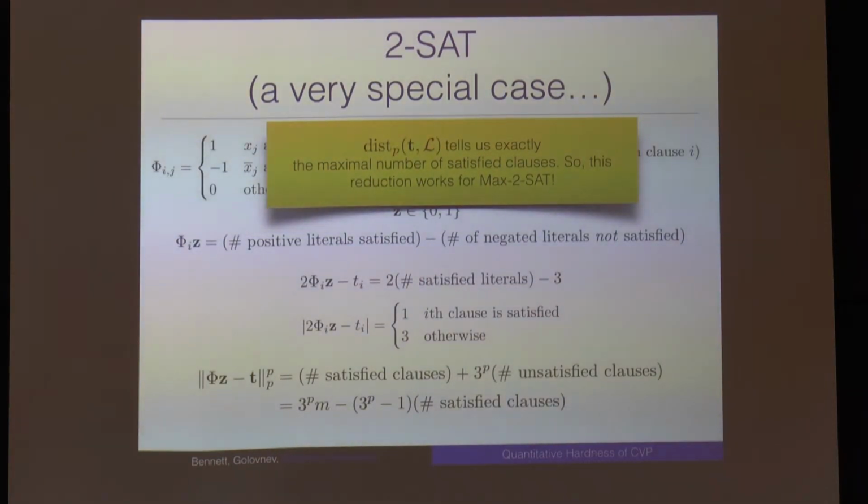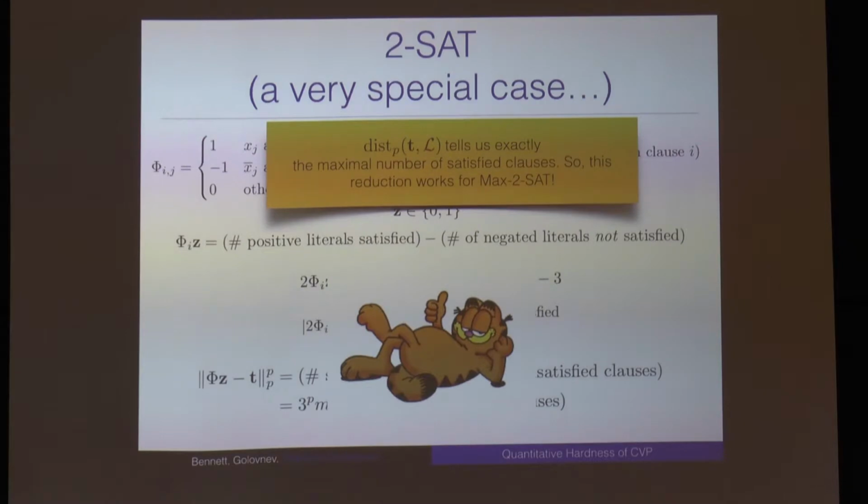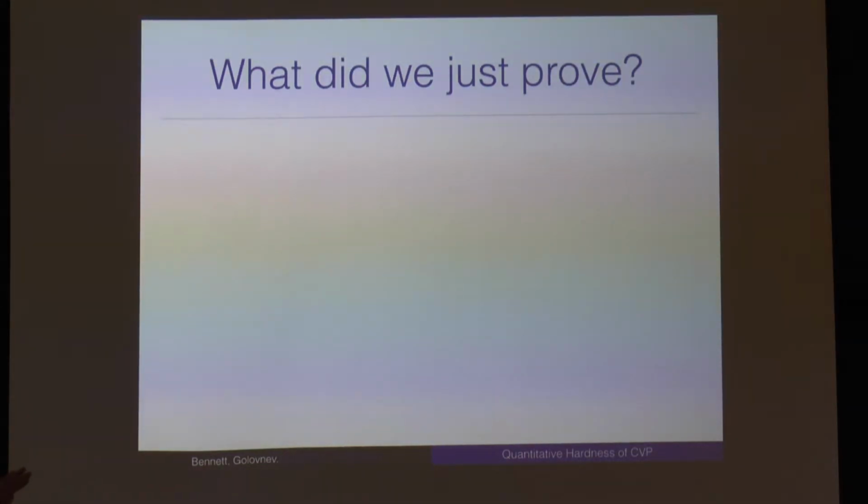But something to notice is that the distance between t and the lattice here doesn't just tell us whether or not the instance is satisfiable. It tells us the maximal number of satisfiable clauses. And so actually I lied to you when I said that we're going to reduce from an easy problem. We didn't just reduce from 2SAT, we accidentally reduced from Max 2SAT. Max 2SAT, which is the problem of figuring out the maximal number of clauses that are satisfiable, is actually hard, whereas 2SAT is not. So we picked up a little bit for free, and I guess Garfield's happy. And so this was a really dumb reduction, but let's stop and think about what we've proven, because actually we proved something non-trivial already.